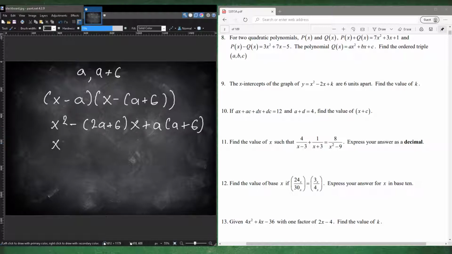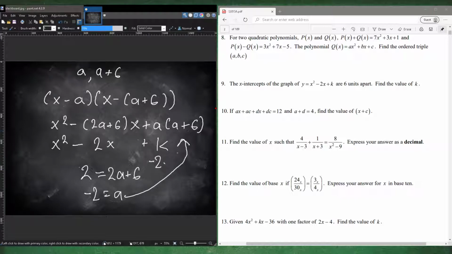So that's x squared minus (2a plus 6)x plus a times (a plus 6). So that would be the same equation as x squared minus 2x given in our question plus the k. So we know the 2 is equal to 2a plus 6. So 2 minus 6 is -4. -4 divided by 2 is -2. So -2 equals a. Plug it into this to get our k. So that would be -2 times -2 plus 6, which is 4. So -2 times 4 is -8. And that is our answer for number 9.